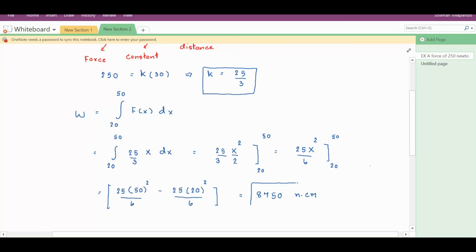So this is just a very simple and basic example of work using the formula. We will discuss more examples and more detail in class. I will give you more complicated examples later.